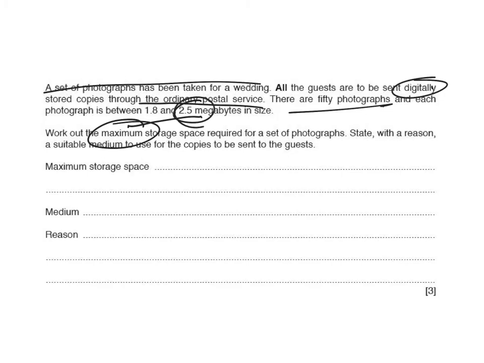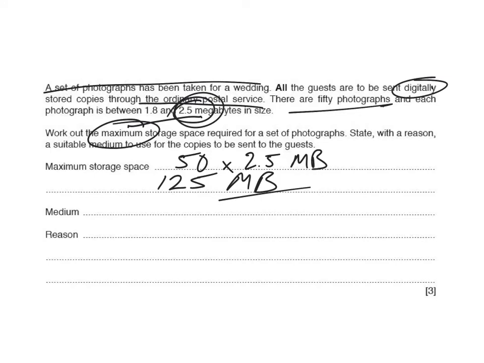Okay, so in that case they're trying to make it slightly more tricky. We've got 50 photographs that are maximum 2.5 megabytes. So our first calculation is for that. So in total, that's going to be straightforward enough. It's going to be 125 megabytes. What could that fit on?